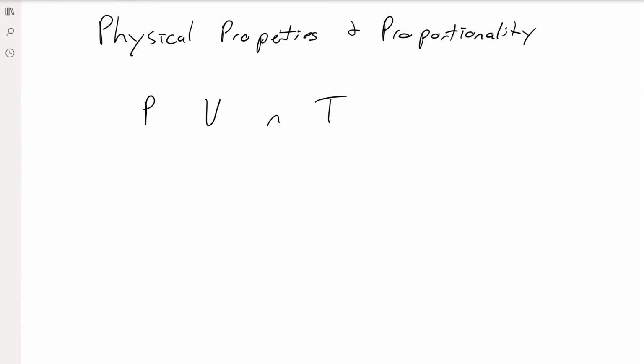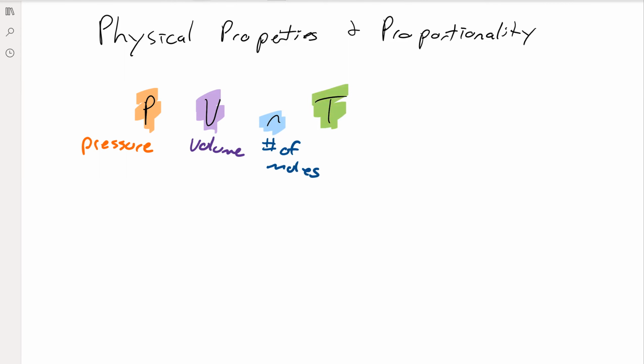So the four physical properties we're going to focus on are P, V, N, and T. P stands for pressure. V stands for volume. N stands for the amount, or the number of moles, of the gas that you have. And then T stands for temperature.